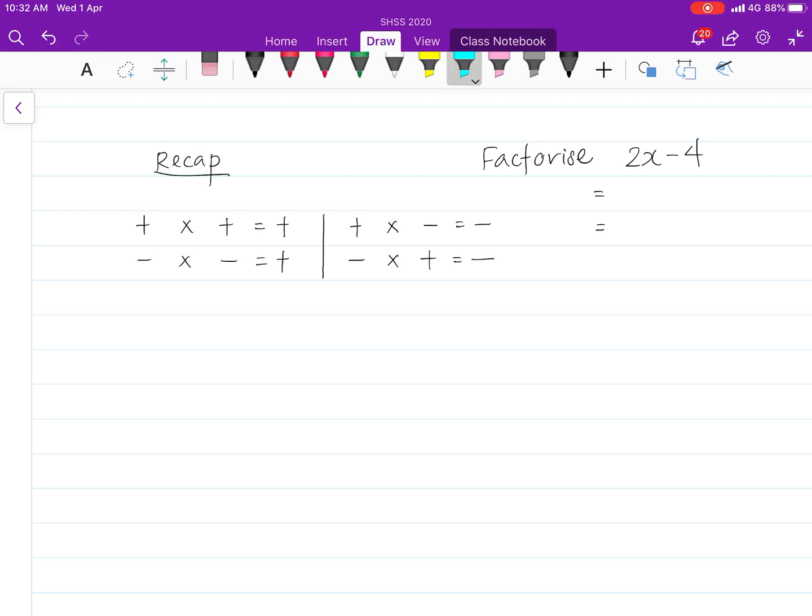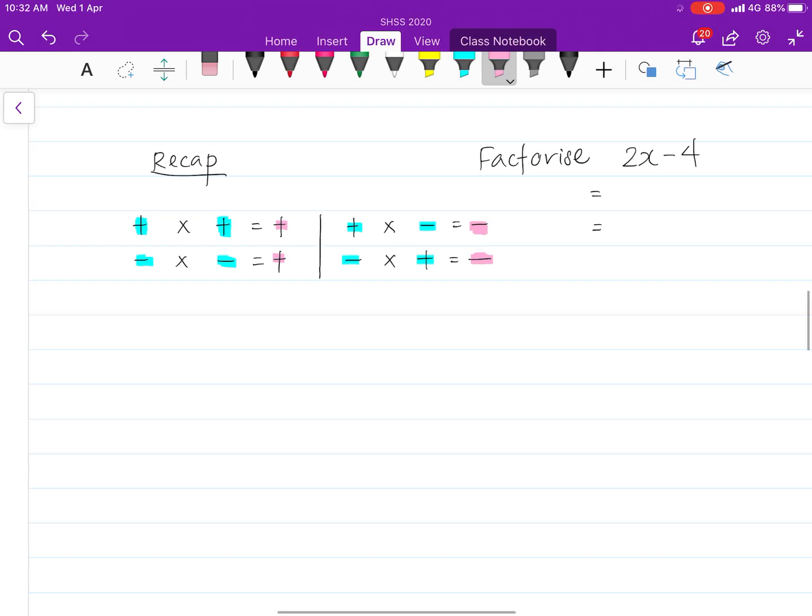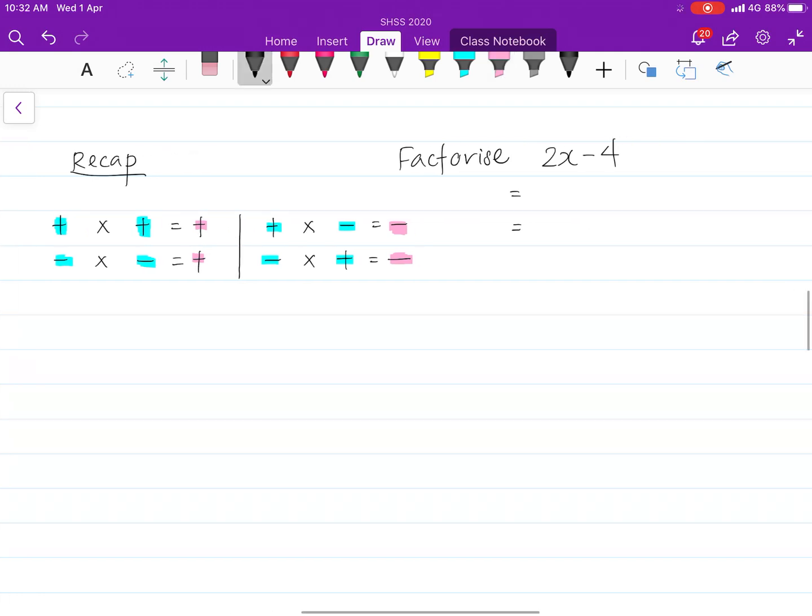Okay? So if the signs are the same, positive times positive, or negative times negative, they will give you positive. If the signs are different, one positive and one negative, or one negative and one positive, the result will be negative. With this knowledge, let's think about how to factorize a normal algebraic expression like 2x minus 4.